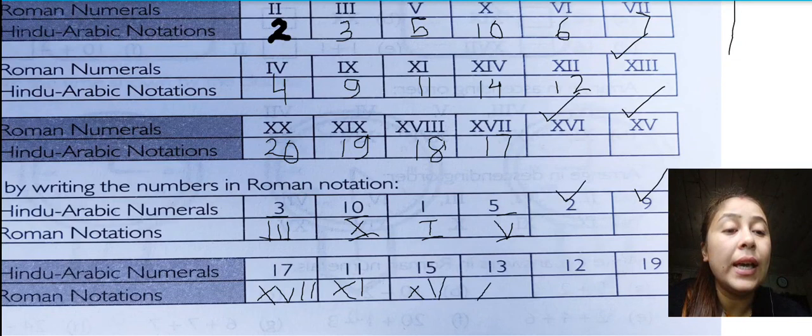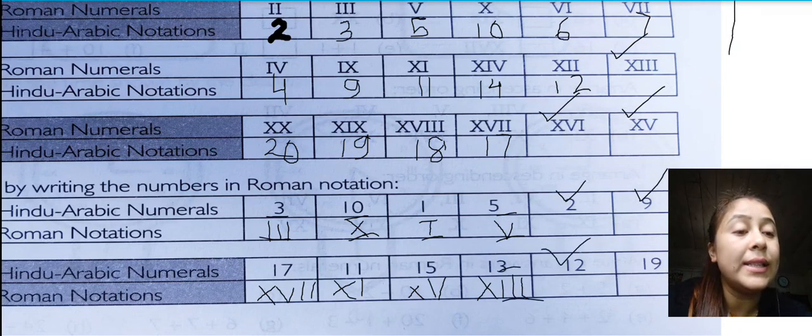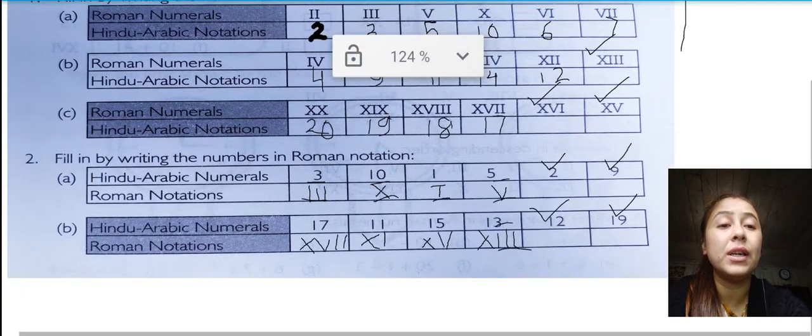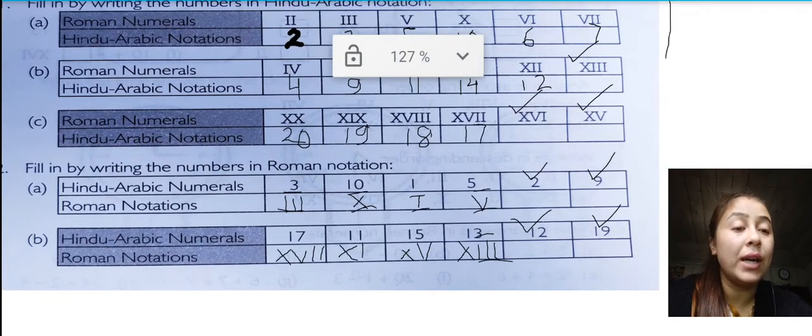13: X is 10 plus 3. X is 10, how will you write 3? III. So this is 13. Next, 12 and 19, you will do it by yourself. These are all home assignment. The leftover is your home assignment. Okay, so we have completed numbers 1 and 2.